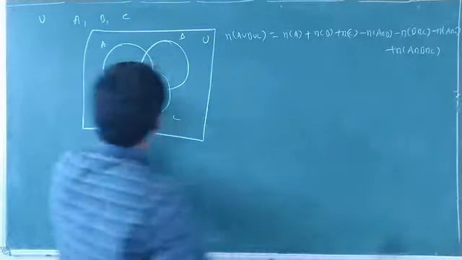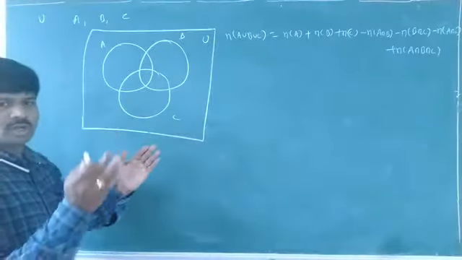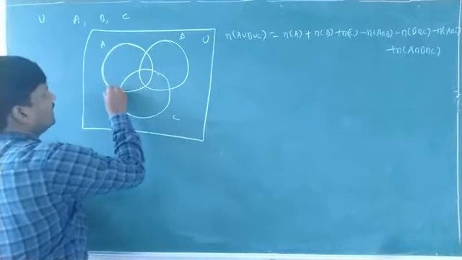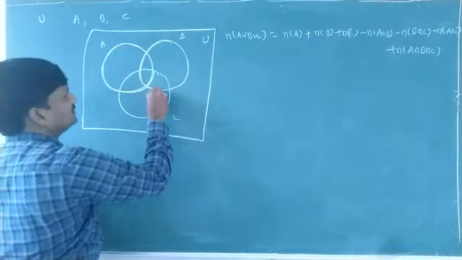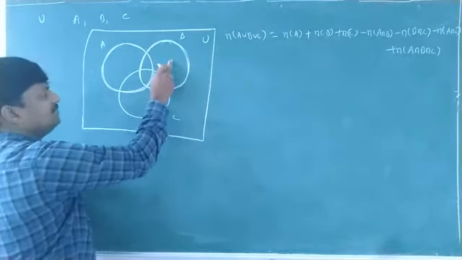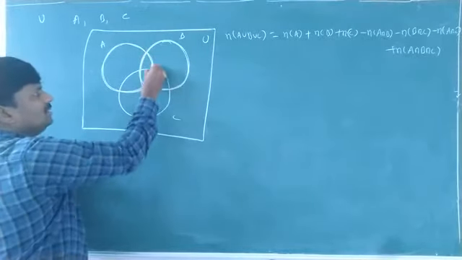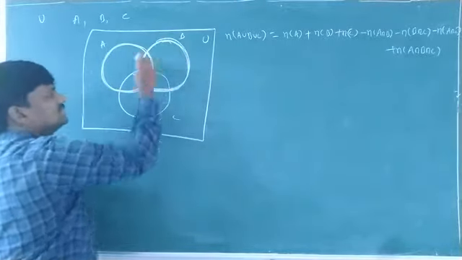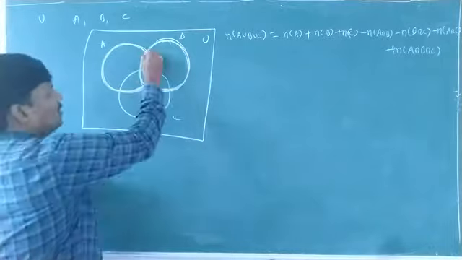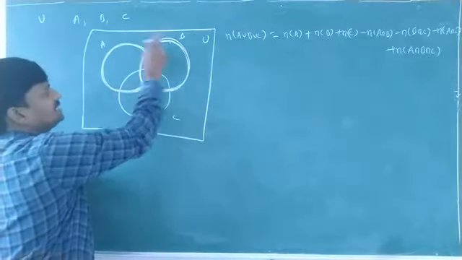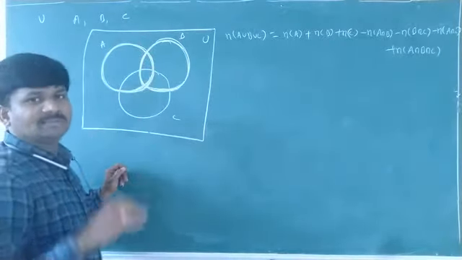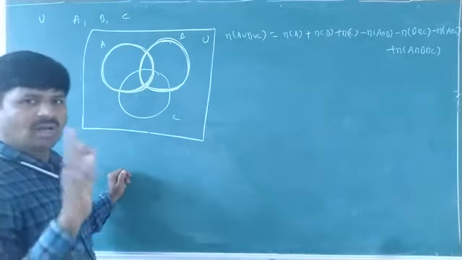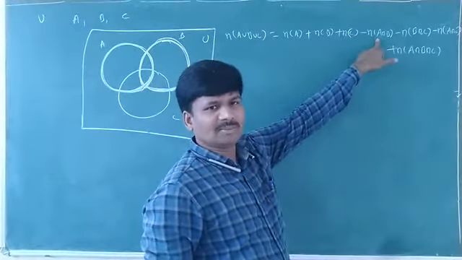When you are joining A, B, C sets, what will happen here? See, it is set A, and it is set B. When you are adding set A and set B, how many times is this part counted? In set A, this part comes one time; in set B, this part comes a second time. This part is A intersection B. It came two times, but you should take it only one time. That is why I am subtracting one time.